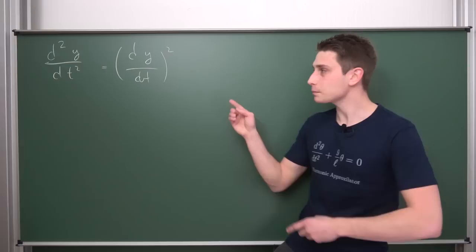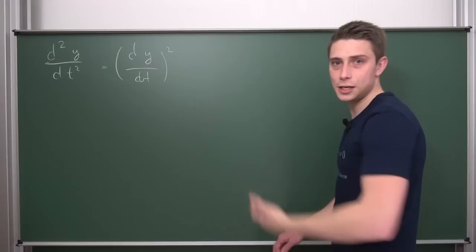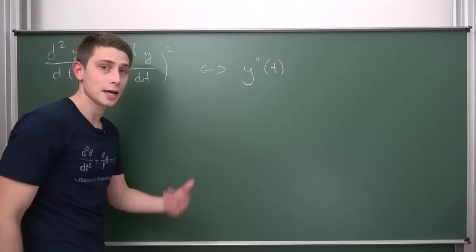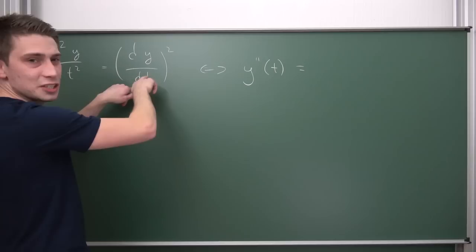We are going to rewrite this a little bit such that it becomes more clear what we actually want to do. So this thing is basically equivalent to y double prime of t being equal to y prime squared, so y prime of t but the whole thing squared.